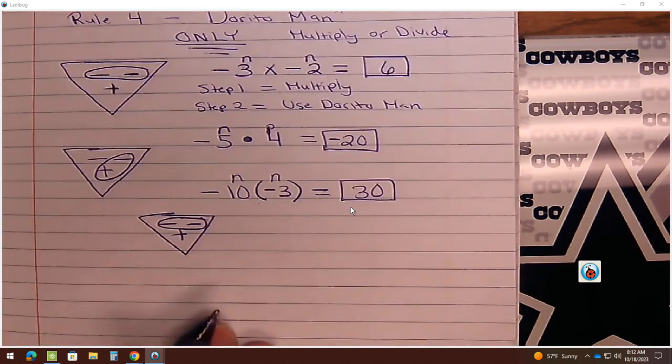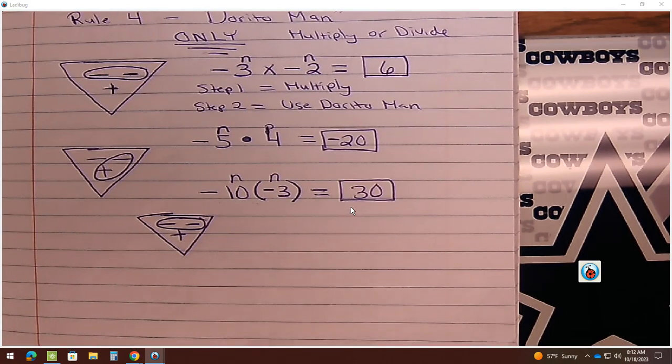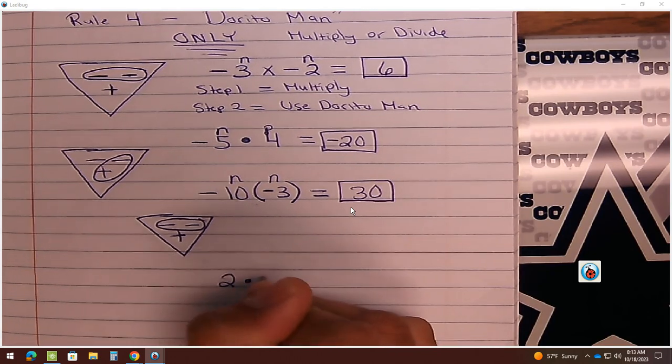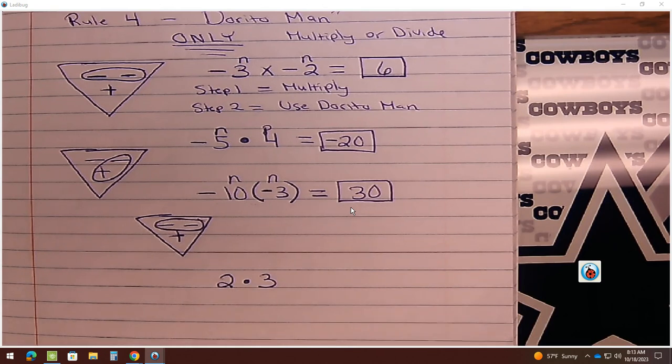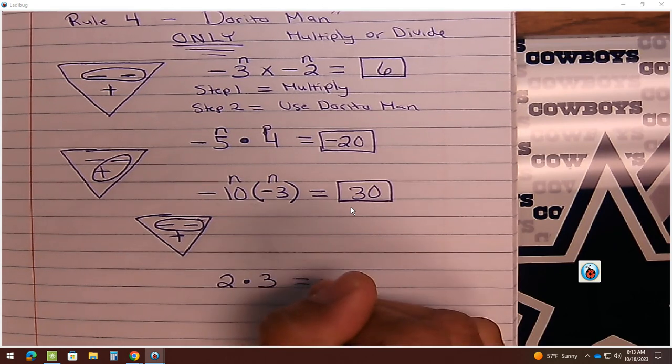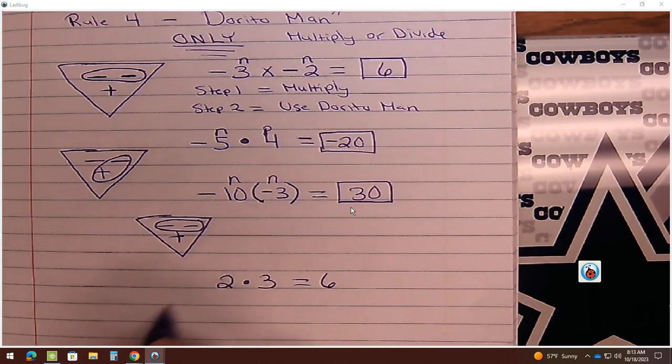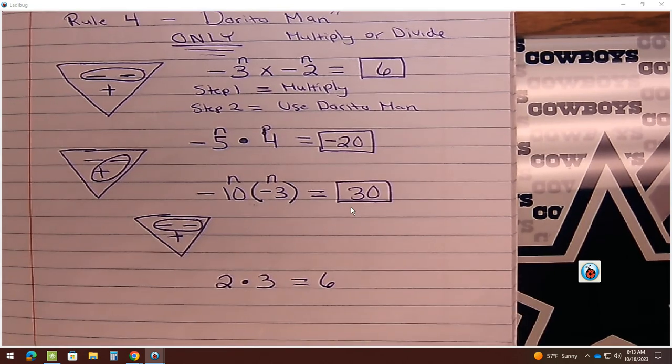One more. Okay. One more of these. Just to make a point about this last one. 2 times 3. What's 2 times 3? Do I need Dorito Man here? For what? They're what? Positive. I already told you when they're positive, you just answer it like you always do. So I better not see a Dorito Man here because what are you going to circle? Okay? Questions? Okay. In the back of this page, we're going to do division now.